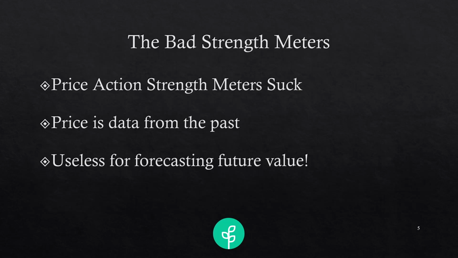So what about the bad currency strength meters? What do they look like? Well, they'll look something like this. They'll sound something like this. They'll use price action in their strength reading. They'll use past price data from the past to compute some sort of rate of change or some sort of strength reading or correlation, and it's actually useless for forecasting future value.